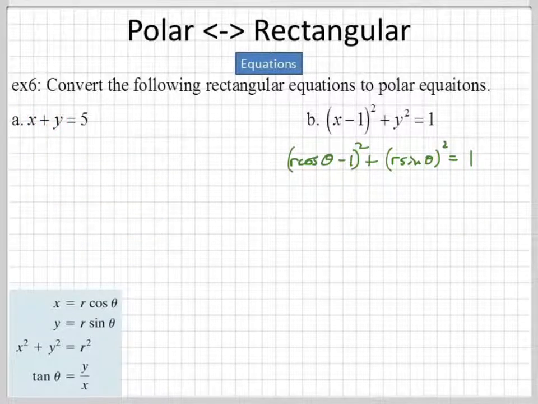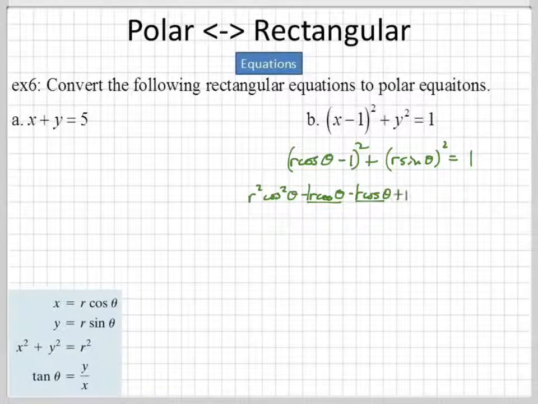So when we FOIL this, we're going to get r squared cosine squared theta. Then you're going to get minus r cosine theta, and then minus r cosine theta, which you can add together because they're like terms. And then the last one's going to be plus 1. This one's a lot nicer because there's no adding or subtracting with it. So it's just plus r squared sine squared theta. That equals 1.